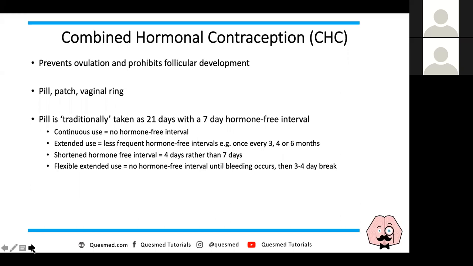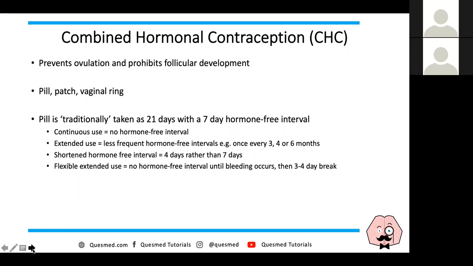So the pill form of combined hormonal contraception is traditionally taken as 21 days of pill taking with a 7-day hormone-free interval. And during that hormone-free interval, that's when bleeding would occur, and it's withdrawal bleeding. It's not quite a proper period, but it's very similar to a period. Recent guidance has come out which recommends a more flexible approach to pill taking.